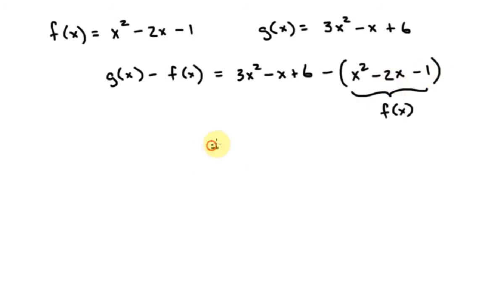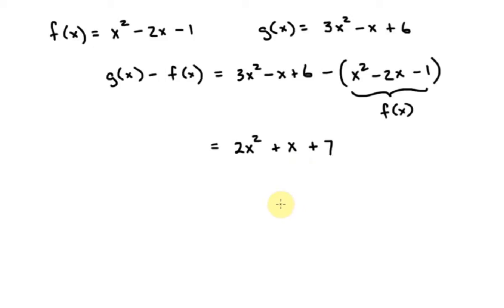Now we can combine some stuff. 3x squared minus x squared gives 2x squared. Then a negative x with a double negative, so it's plus 2x, which looks like it's going to be plus 1x. And then I have 6, and again a double negative here, so it's like plus 1, so that would be 7. So that's my simplified combined function.